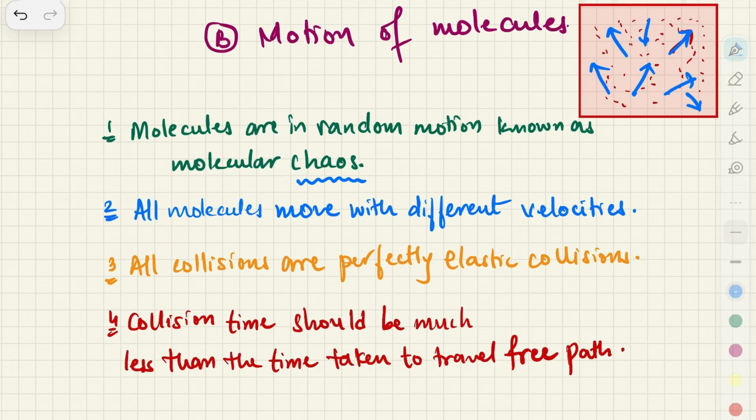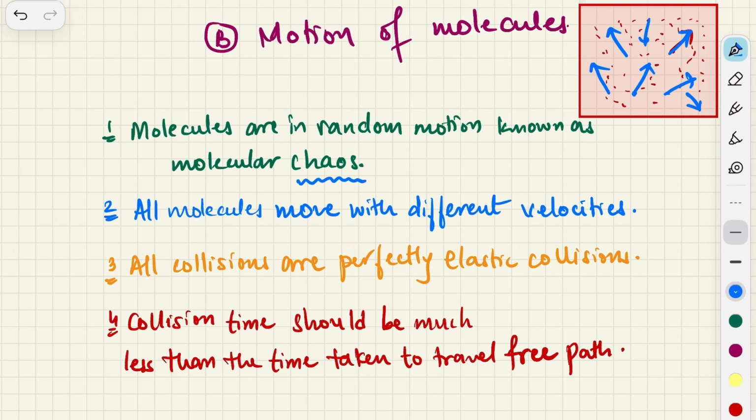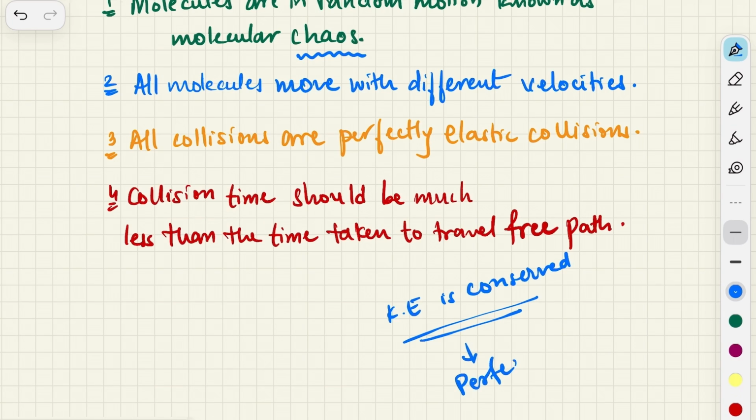Then the third is that all collisions are perfectly elastic collisions. Now what do you mean by a perfectly elastic collision? A perfectly elastic collision is a collision in which the kinetic energy is conserved. So if kinetic energy is conserved, we call it a perfectly elastic collision.